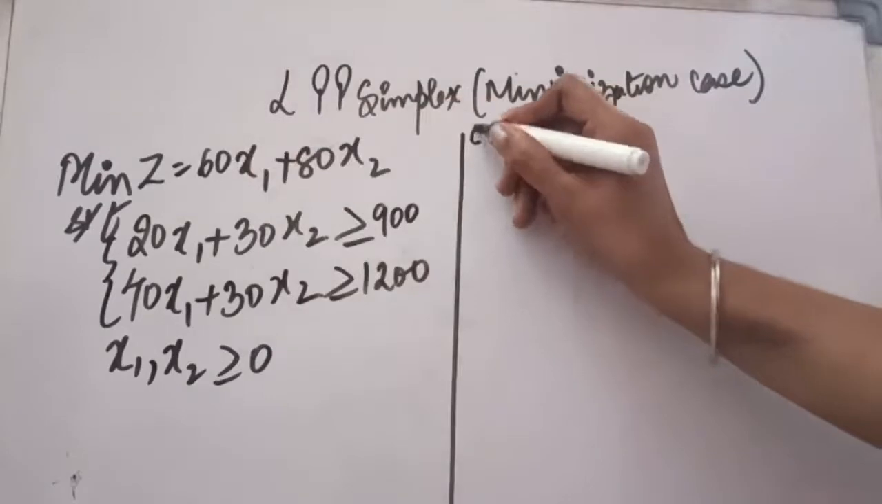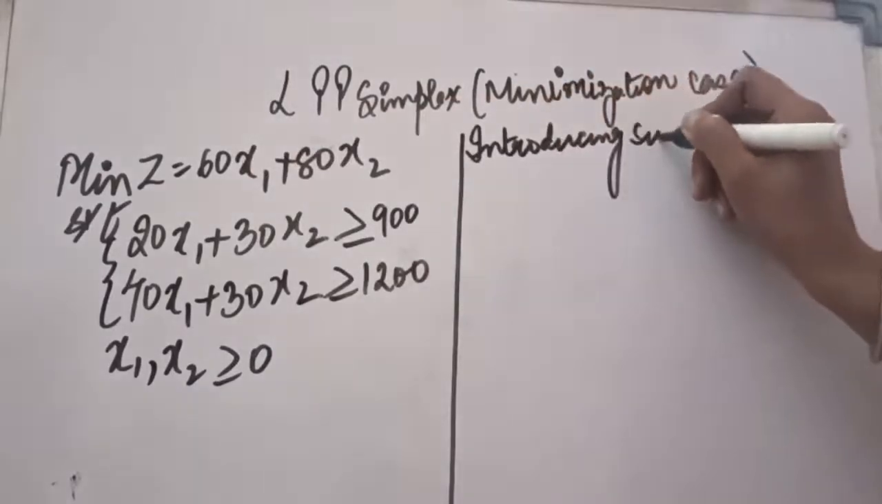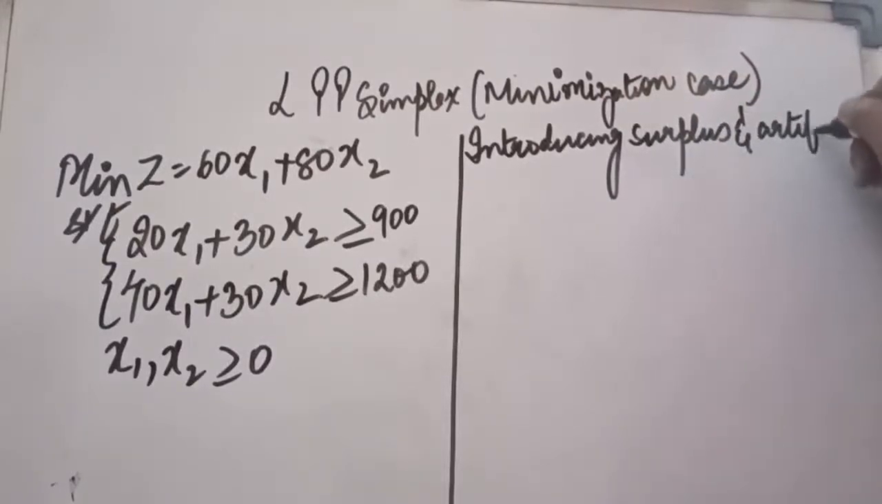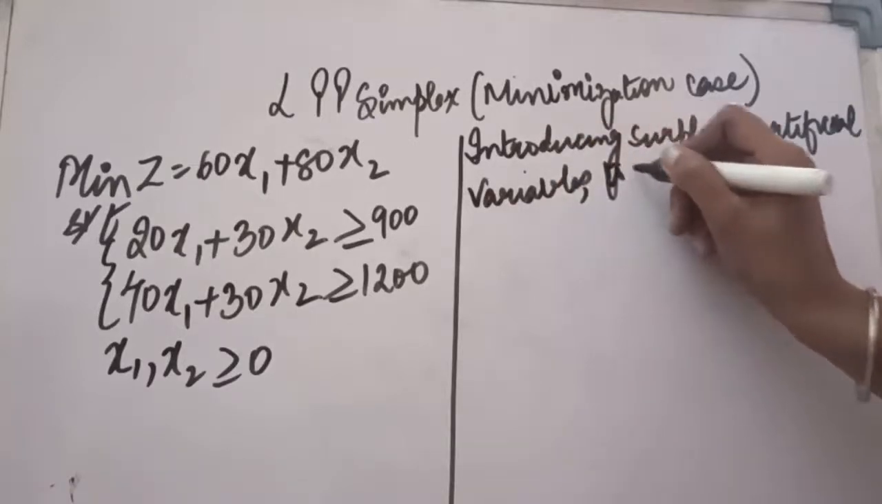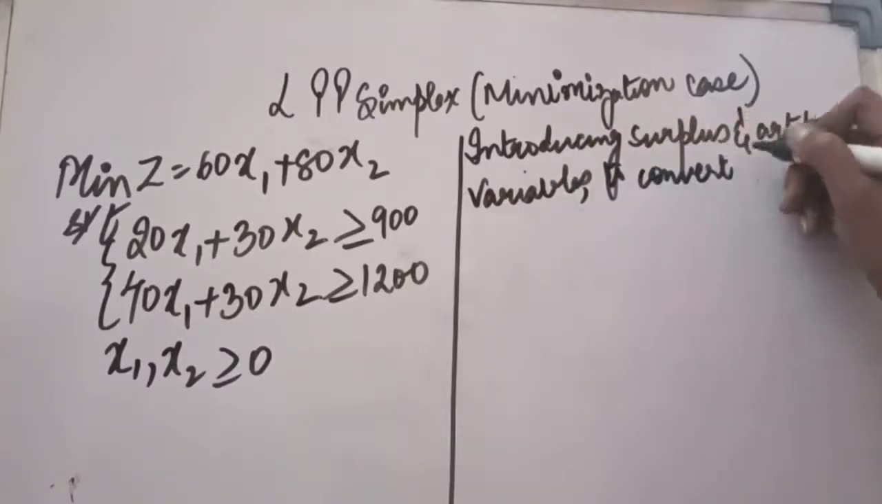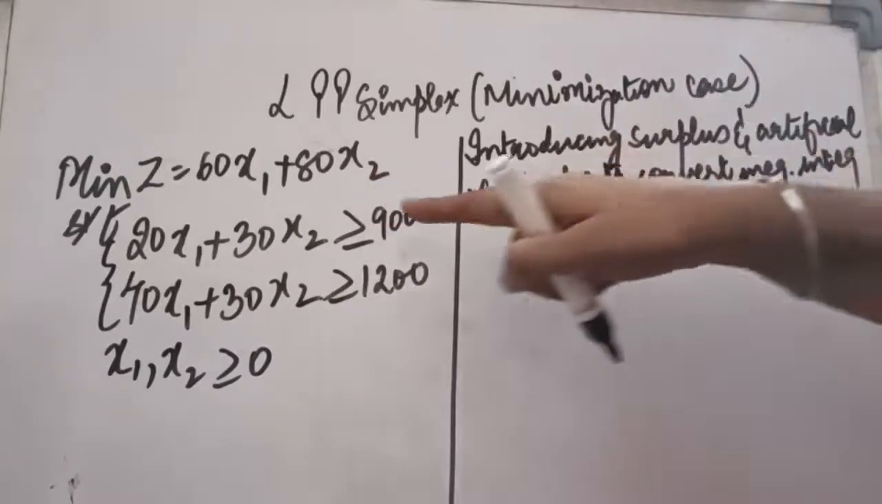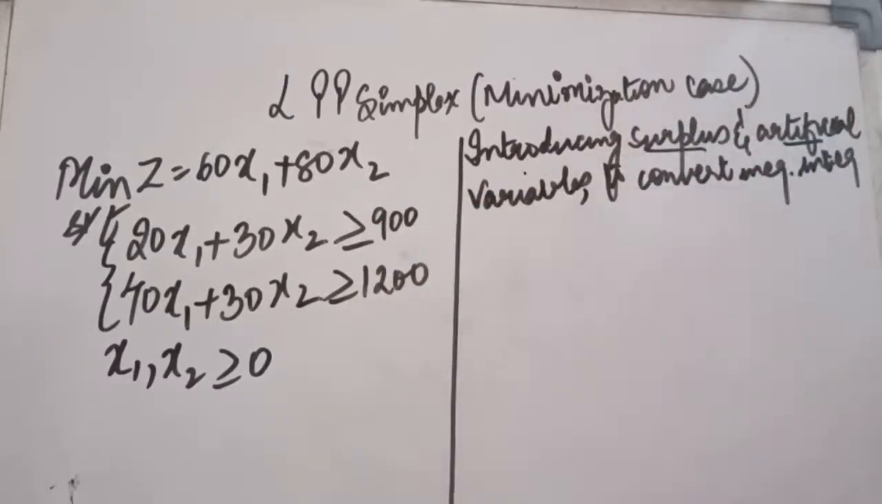So first of all we will write: introducing surplus and artificial variables. Why are we introducing these variables? To convert inequalities into equalities. We have seen that in case of less than signs we introduced only the slack variables, but whenever the greater than signs are there, two variables will be introduced, surplus as well as artificial.